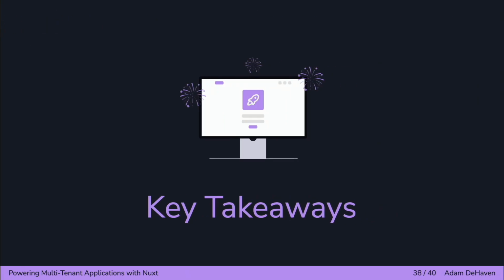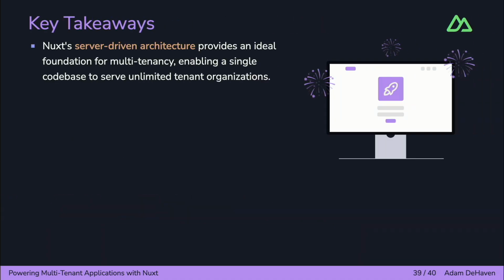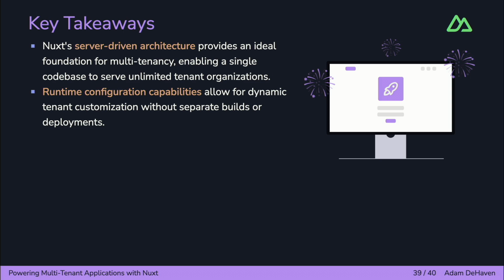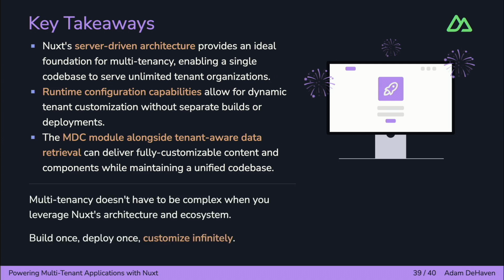Okay, so let's recap what we've covered a little bit today. So key takeaways. Nuxt server architecture creates a perfect foundation for multi-tenancy. So you have one code base that can serve unlimited tenants with dramatically reduced maintenance. Runtime configurations let us customize everything dynamically, from branding to features, without separate builds or deployment for each tenant. MDC, with tenant-aware data retrieval, gives tenants complete control over their content, maintaining a unified code base. And remember, multi-tenancy doesn't have to be complex with Nuxt, right? So build once, deploy once, and enable your users to completely customize the experience.